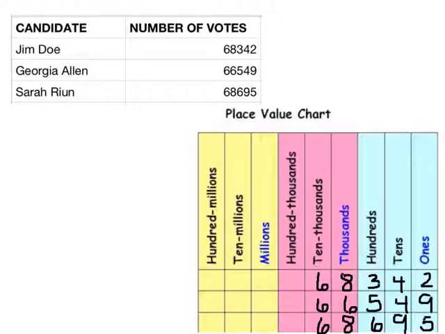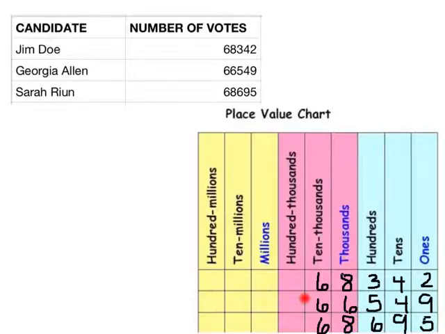When we are comparing numbers, we need to look at the digit that is in the largest place value. In this situation, our largest place value is the 10,000s place. But you will notice that all of the digits in the 10,000s place value is a 6. So that doesn't determine which one received the most. So we move to the next place value, and in this situation it is the thousands place. We see an 8, a 6, and an 8.